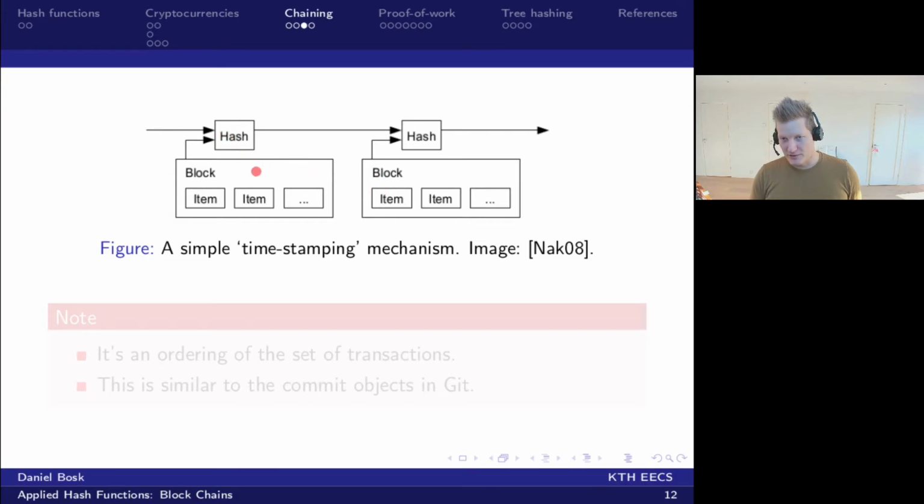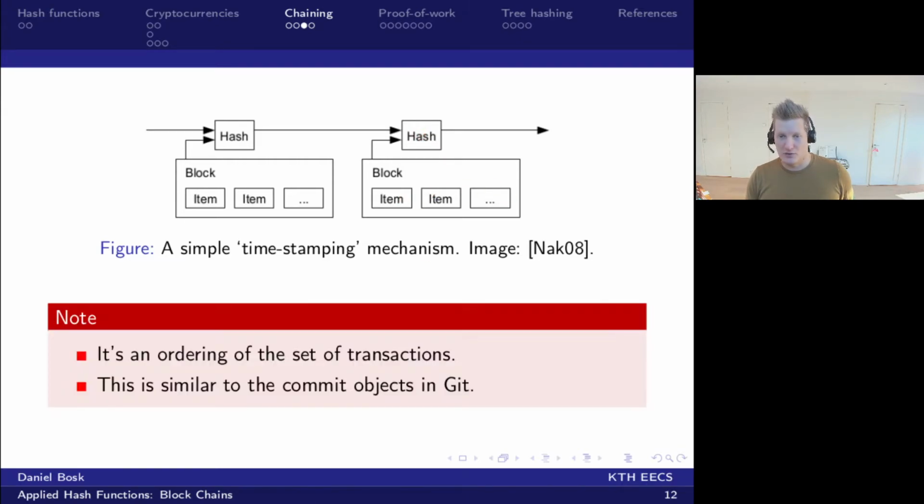So when we created such a block, we can create a new one by adding new items and then hashing all these together, putting them in a hash and including the hash of the previous block. This way we create an ordering, because it's obvious that these items must exist after these ones, since these are included in the hash here that is included in this hash with these. So we create a sort of ordering. So this is an ordering of the set of transactions, and it's actually quite similar to the commit objects in Git. So same idea that we have there.